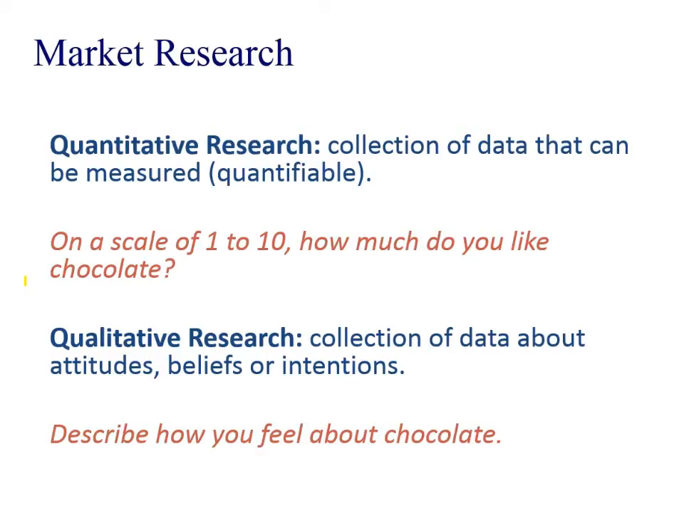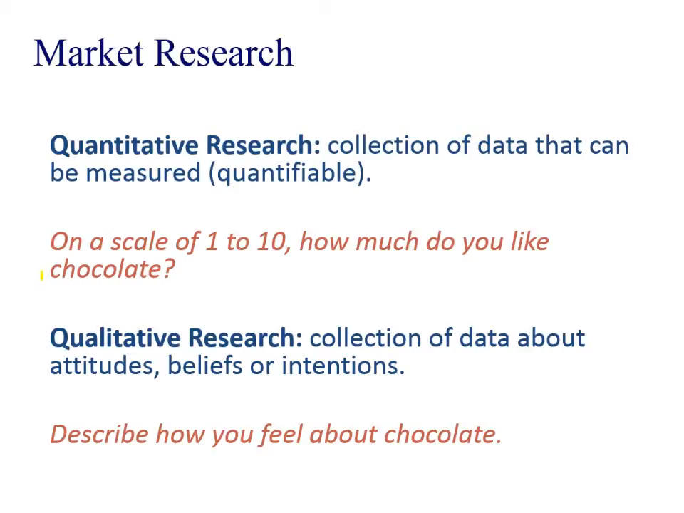So quantitative data, as the name suggests, is the collection of data that can be measured, so it's quantifiable. It could be a question like, on a scale of 1 to 10, how much do you like chocolate? It's closed questions, there's going to be a kind of set answer. Whereas qualitative research is a collection of data about attitudes, beliefs or intentions. So, describe how you feel about chocolate.